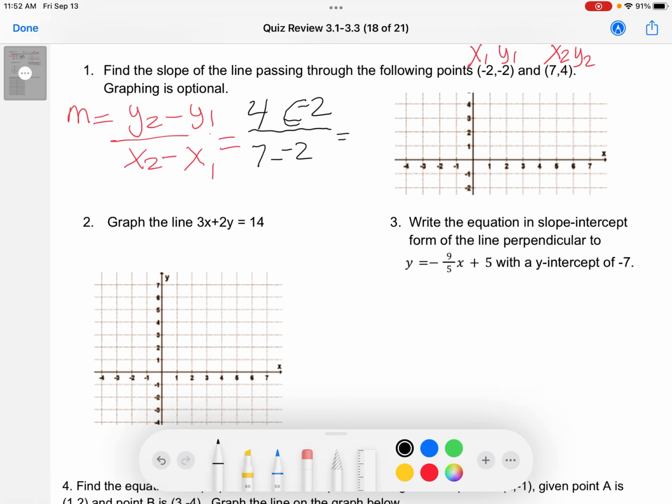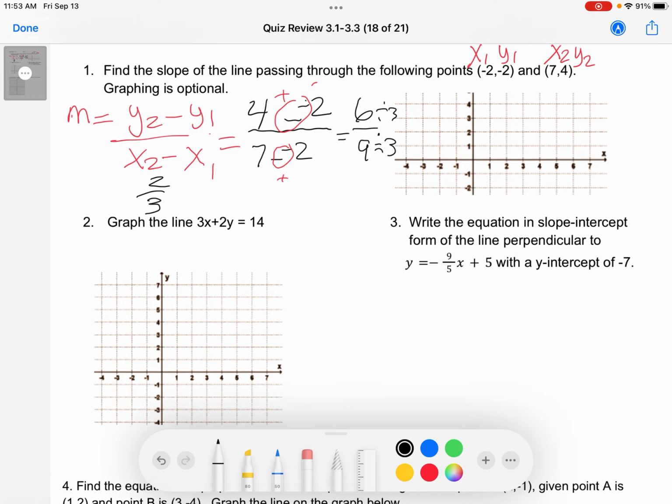Let me circle it with a different color, just so we know to keep that in mind. Keep that in mind: the double negatives become positive. So that would be 6 over 9, which is, divide by 3, actually 2/3. So my slope is 2/3.